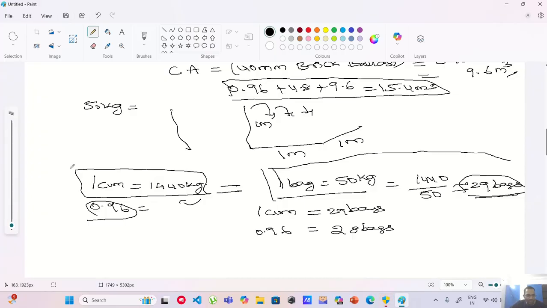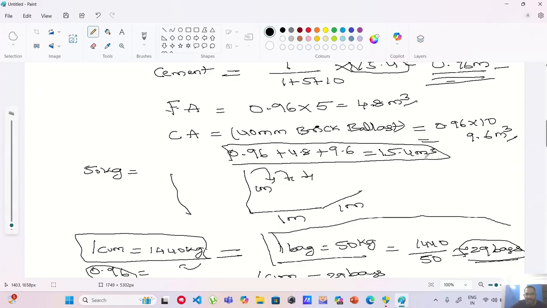For 1 cubic meter, 1440 kgs of cement is required as per standard, and this is also very important for the competitive examination. One bag is equal to how many kgs? 50 kgs. So when the cubic meter is converted into bags, 1440 divided by 50, you get 29 bags. In the rate analysis, the quantity of bags is 29, fine aggregate is 4.8 and coarse aggregate is 9.6.